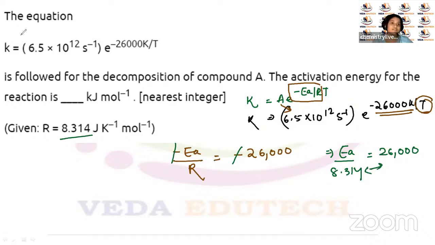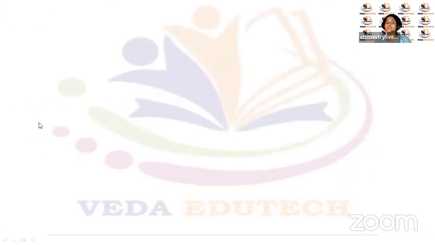If you multiply this, you're going to get your answer. And what is the answer, children? The answer is going to be 216 point something, as it is asked to us about the nearest integer. So we are going to write the value of the nearest integer, and that is going to be 216. Okay. There are no more questions.